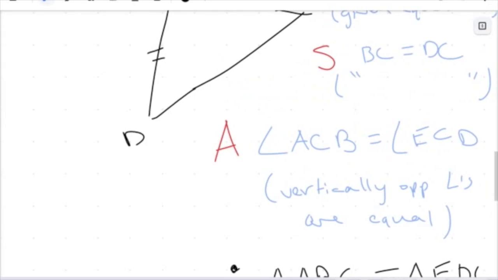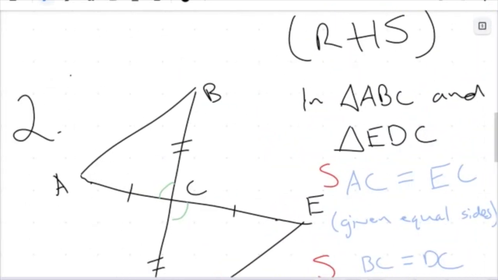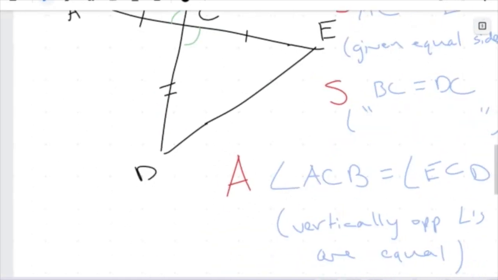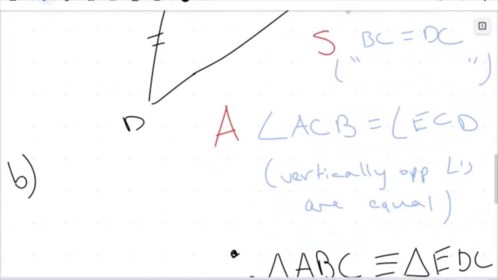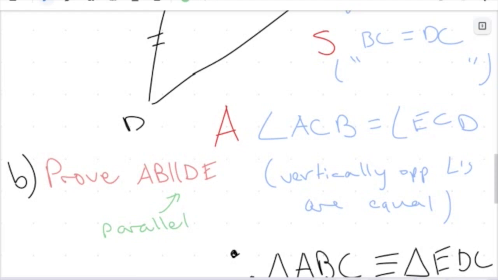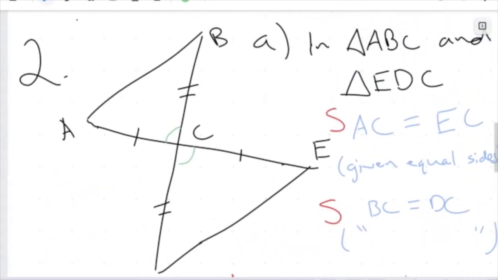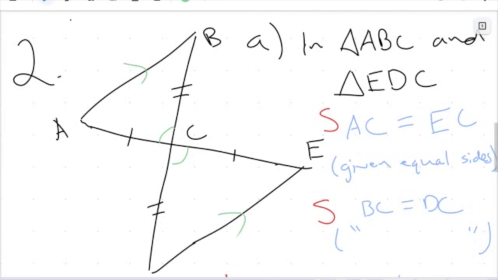Okay. What we're going to do now, because this was part A of my question, I want to look at part B of my question here, which is I want to hence prove that AB is parallel to DE. That's what this symbol means here. This means parallel. We've talked about this before. Now, I want to prove that this is parallel to this.